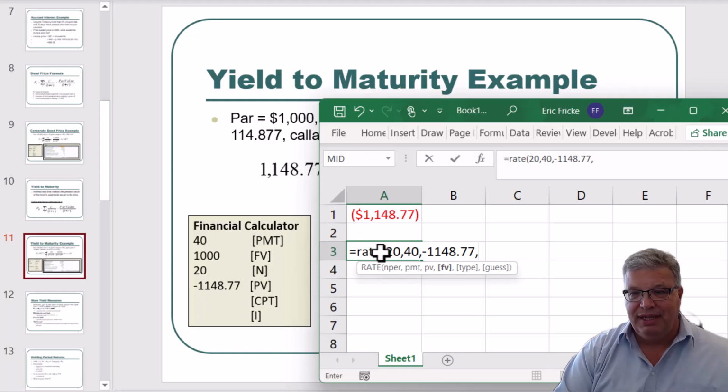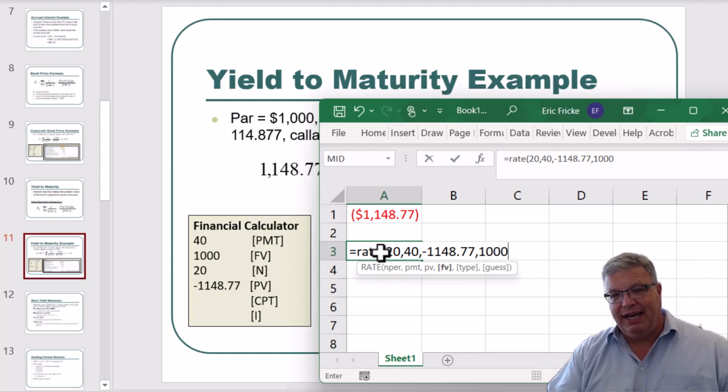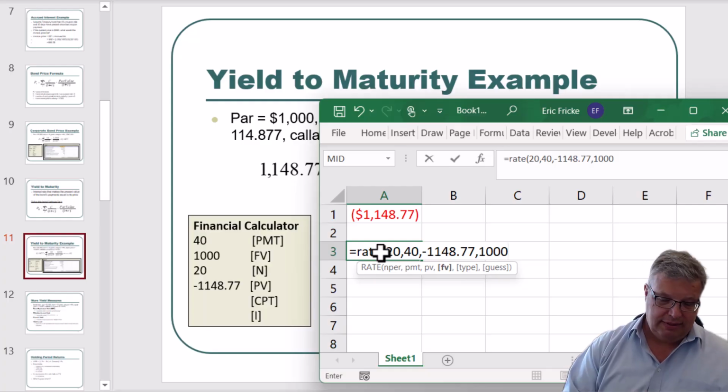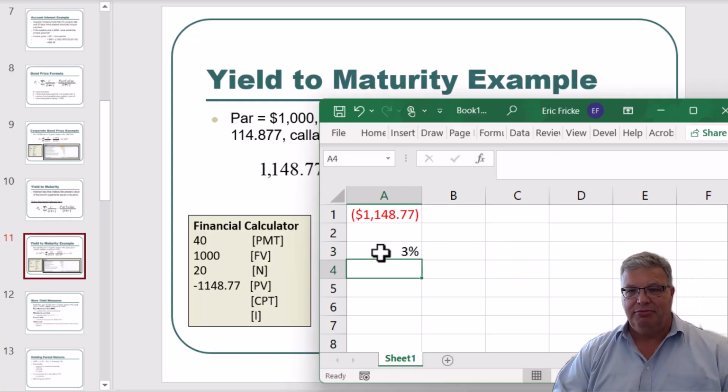And then the future value we're getting, that's a positive number, right? So we're paying out 1148. And then we're getting back $40 per period plus 1,000 at the end, right? And then end parenthesis, and that should be the rate.